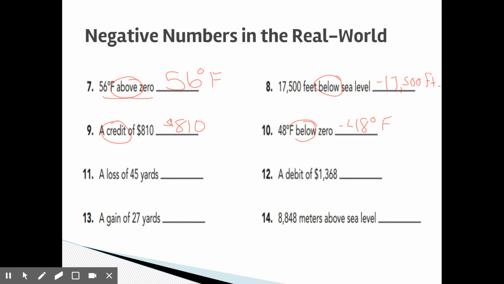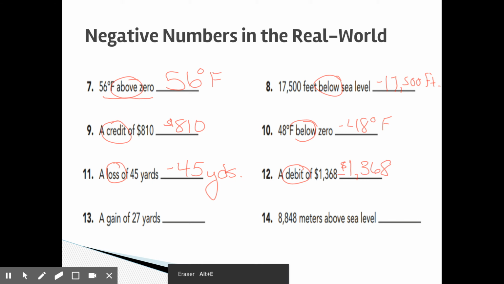Number 11, a loss of 45 yards. A loss means you're going backwards. So that's negative 45 yards. I'll abbreviate. Number 12, a debit of $1,368. Again, debit means you're owing. So negative 1,368. The negative sign's a little low. I'll adjust that for you. Negative $1,368. Number 13, a gain of 27 yards.